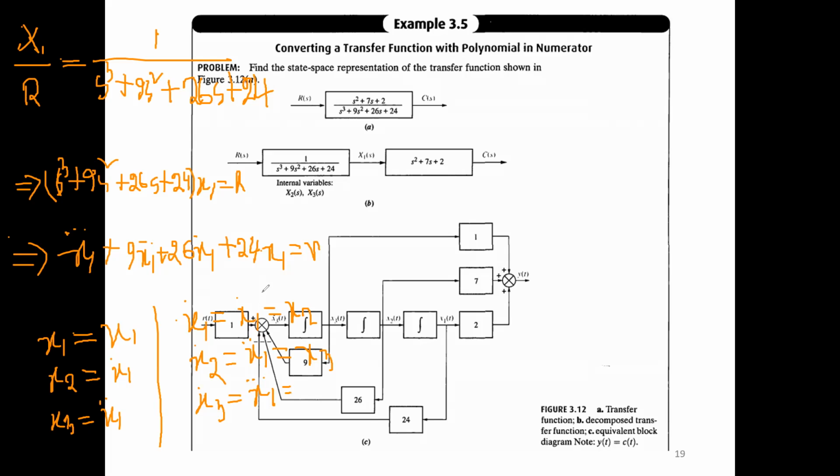which is equal to, if you have the x1 triple dot, r minus 9 x1 double dot. x1 double dot means x3, so 9 x3, minus 26 x1 dot, x1 dot means x2, so minus 26 x2, minus 24 x1. So that is your equation.